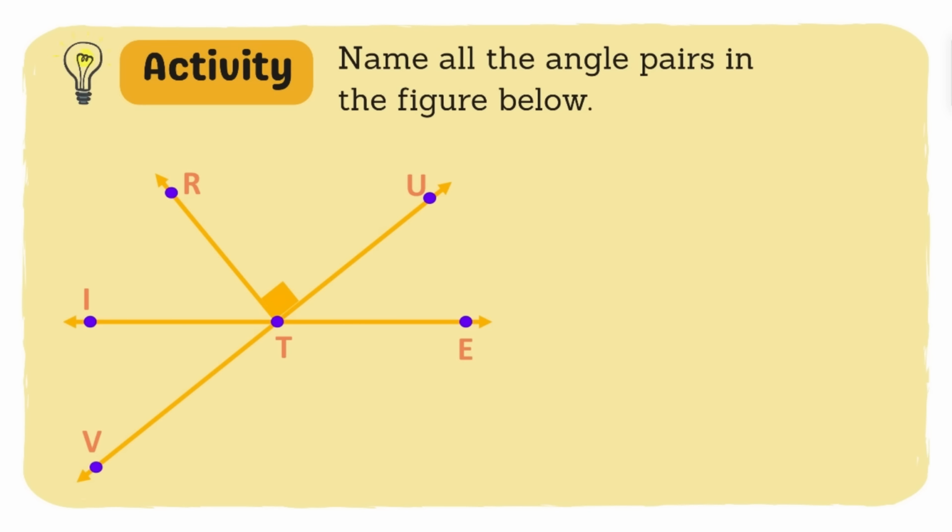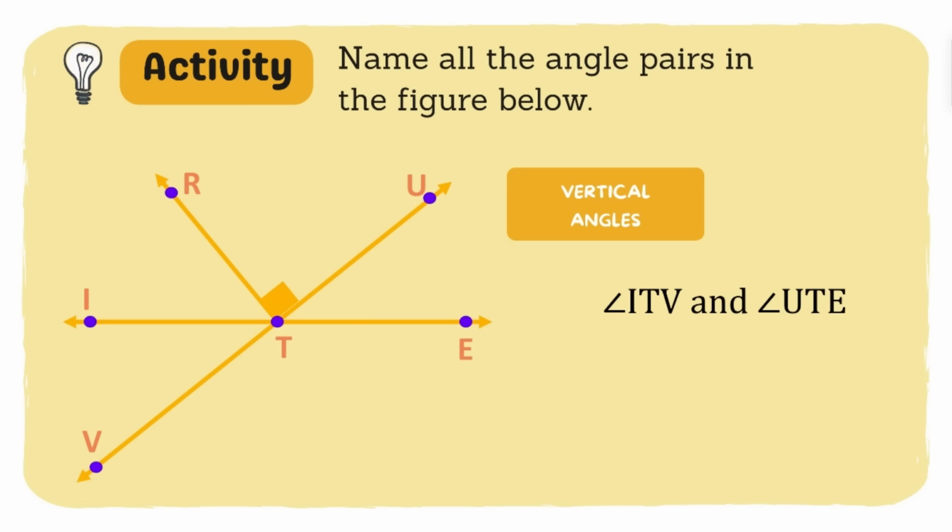Okay? So the instruction says name all the angle pairs in the figure below. You can pause this video para maisulat nyo yung mga angle pairs na nakikita nyo dito sa ating figure. Pwede nating umpisahan muna sa vertical angles. Pwede rin naman kahit anong angle pair, but in this video, I'm going to start with vertical angles. So what are the vertical angles here?